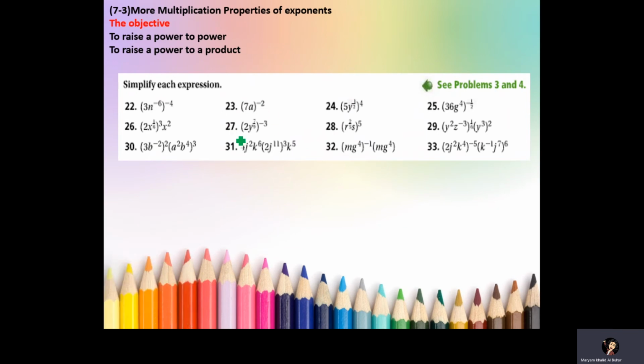Let me do one easy and basic one. So here I'm going to do question 27. In question 27, we have 2y^(7/9), all this to the power -3. Your job is just to distribute it. So let's distribute this one.